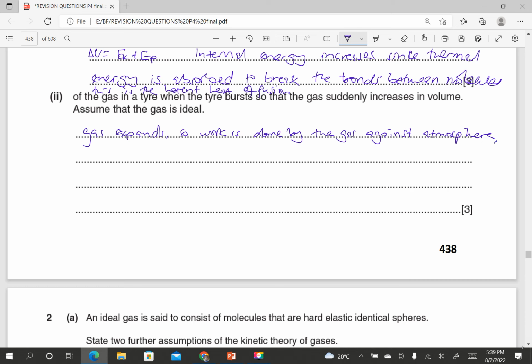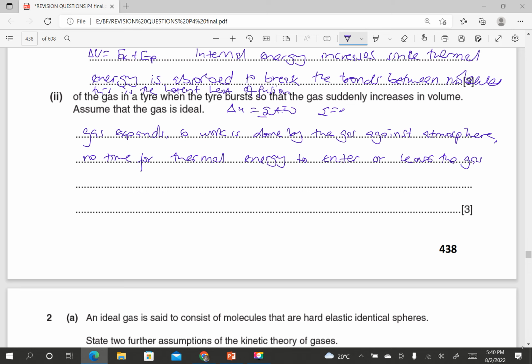Since the gas suddenly increases in volume, there is no time for thermal energy to enter or leave the gas. But remember, change in internal energy is Q plus W. The volume is increasing, so the work done is negative. Q is 0, so the change in internal energy is negative. So internal energy decreases.